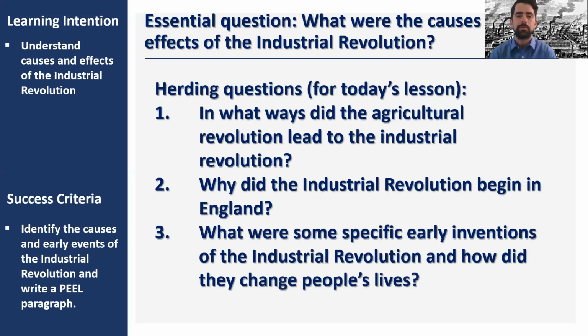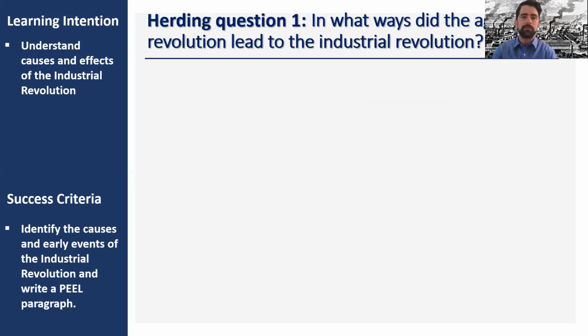Revolution beginning there. Number 3, if you're very interested in some of the inventions, our third one will be what were some specific early inventions of the Industrial Revolution and how did they change people's lives? So we can see there that this deals with the effects. Questions 1 and 2 are more causes. Question 3 is effects.